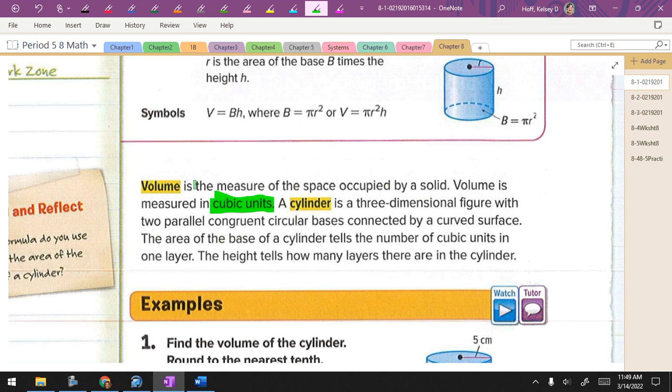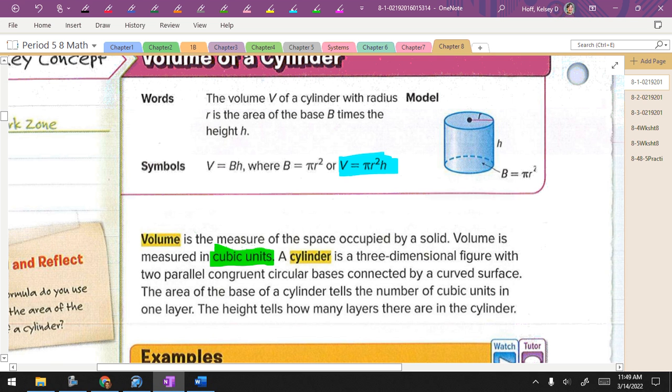The area of the base of the cylinder tells you how many cubic units is in one layer, and the height tells you how many layers there are. This formula right here, V equals pi radius squared height, you have to have memorized. Today, I am requiring that you write that on every single problem for homework, or I will not give you credit tomorrow. And I know that seems like a pain in the rear. However, you're twice as likely to remember something that you write than just something that you hear.